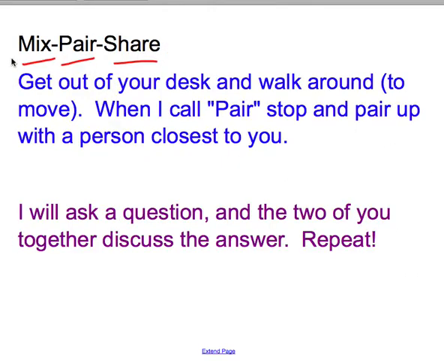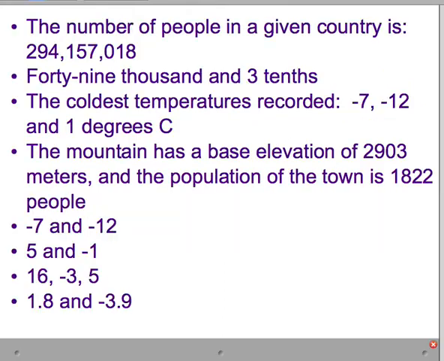Then we did a fun activity. You got out of your desks and we did a mix, pair, share. On the mix, you walked around. When I said pair, you had to pair up with the person close to you. Then I asked a question and you had to think and then share with your partner. And you guys did an excellent job with this.